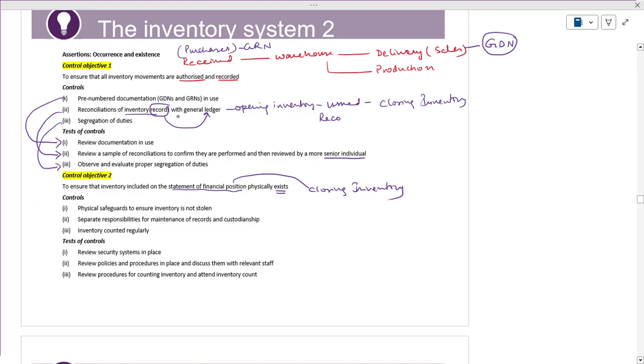Physical safeguards to ensure inventory is not stolen. You should have security. Is it right? You should have security that yes, it is in a safe place, where there is a locker, locked systems. Separate responsibility: somebody for maintenance of records and somebody for the security. Two people have to be there.